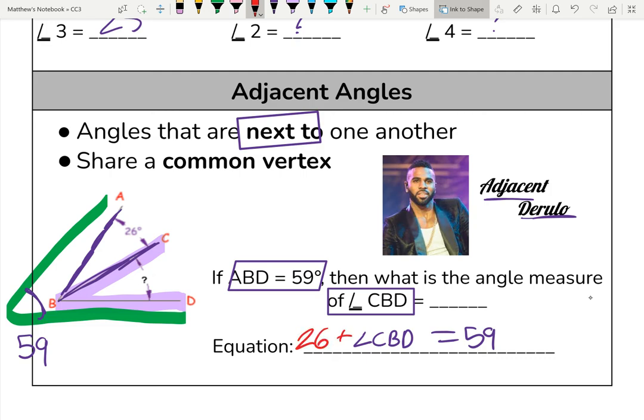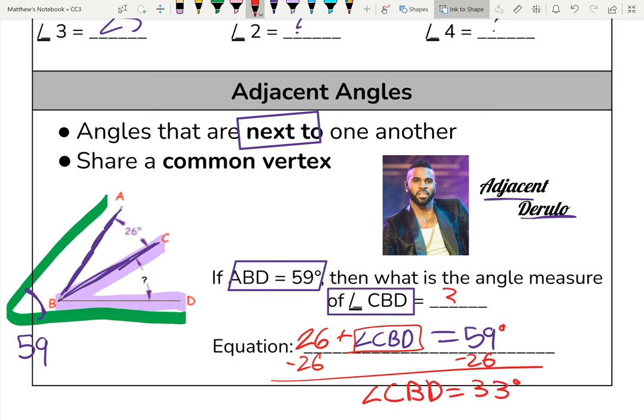So 26 plus our unknown angle equals 59 degrees. That's my equation. How do I figure out what CBD is together? Well, I have to get it by itself. Subtract both sides. Now I have the angle CBD is equal to 33 degrees. And that makes sense. If I add these two together, it should give me 59.